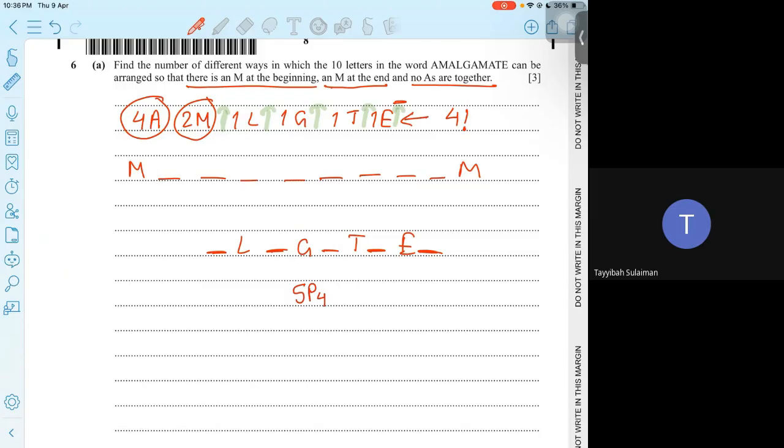Could you please raise your hands if any of you have any difficulties understanding this? Okay, I hope you have understood so far. And lastly, we have to consider that these 4 A's are all identical, right? This means this has to be divided by 4 factorial as well.